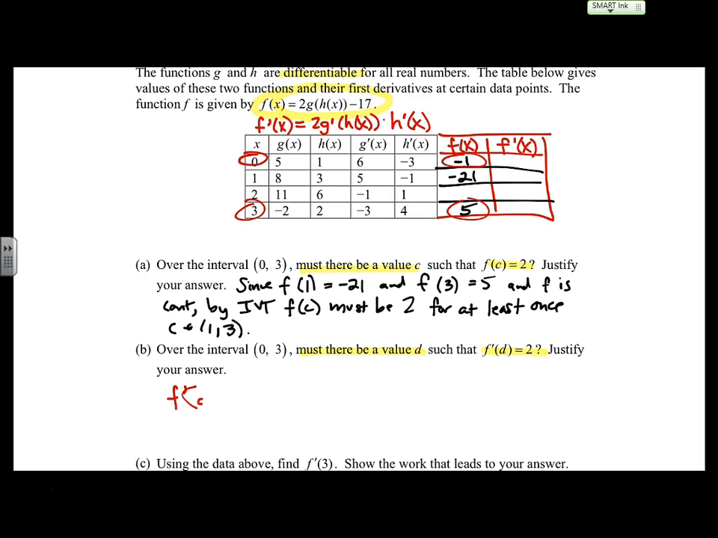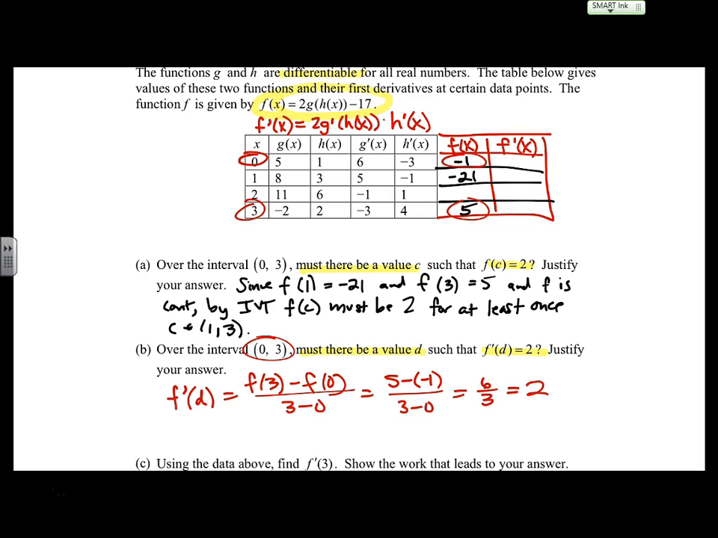F prime of D must equal f of b minus f of a all over b minus a. They told us this interval for a reason. I'm just using those points. I have 5 minus negative 1, all over 3 minus 0. Hey, no way! 6 over 3 is 2. I think they planned this. They did.